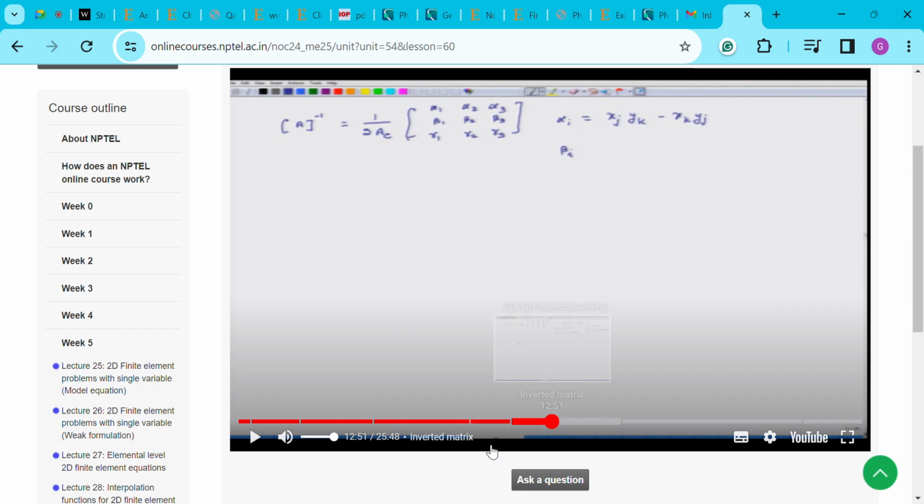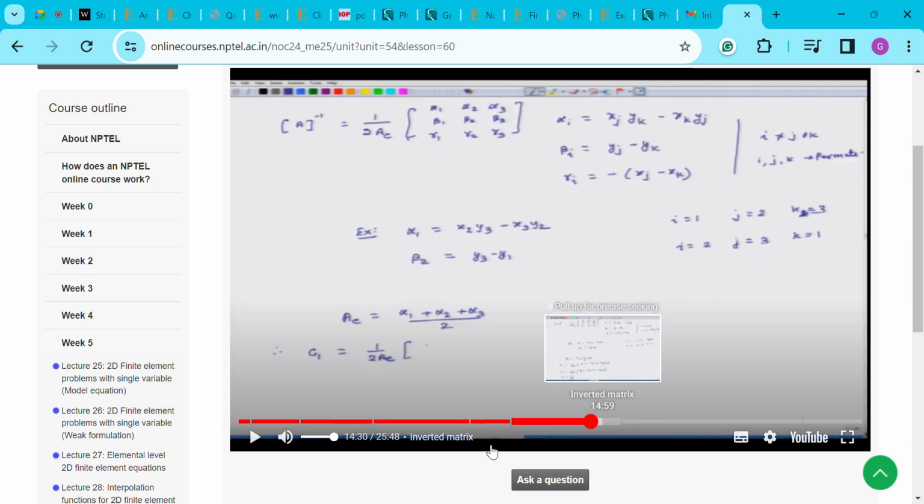Just move forward a little bit more. Here, when he writes C1, C2, C3, he writes 1 upon 2 AE. And how is this AE, he said alpha 1, alpha 2 by 2. That could be a mathematical expression, but how this two, all these things are mathematical?